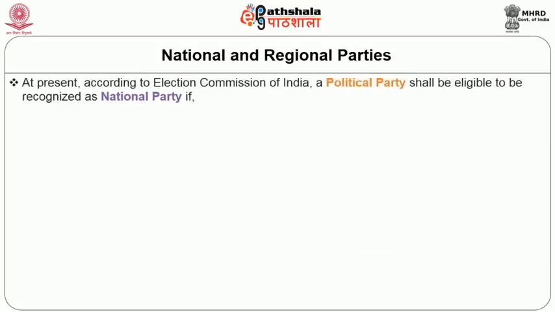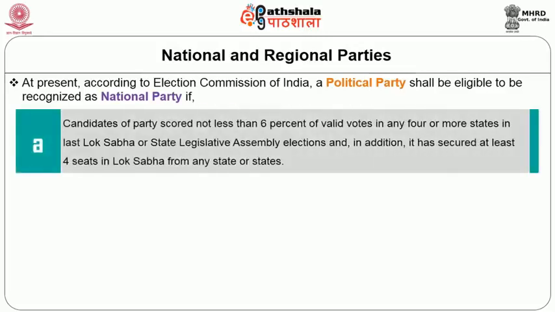At present, according to the Election Commission of India, a political party shall be eligible to be recognized as a national party if candidates of the party scored not less than 6% of valid votes in any 4 or more states in the last Lok Sabha or state legislative assembly elections, and in addition it has secured at least 4 seats in Lok Sabha from any state or states.